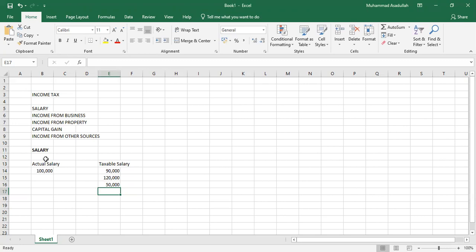So right now, one thing is totally clear: actual salary and taxable salary are two different types of monetary calculation. So before deriving a tax, we have to derive a taxable salary. Now, under the head of salary, there are a number of elements like basic salary, bonus, medical allowance, entertainment allowance, and numerous elements which may be added as a part of your salary. So let's begin with the first part, that is basic salary.